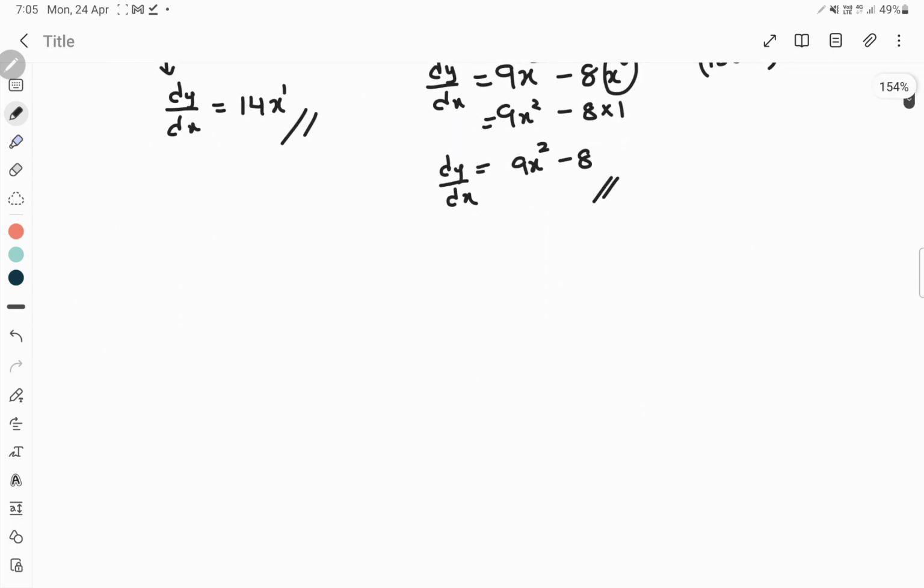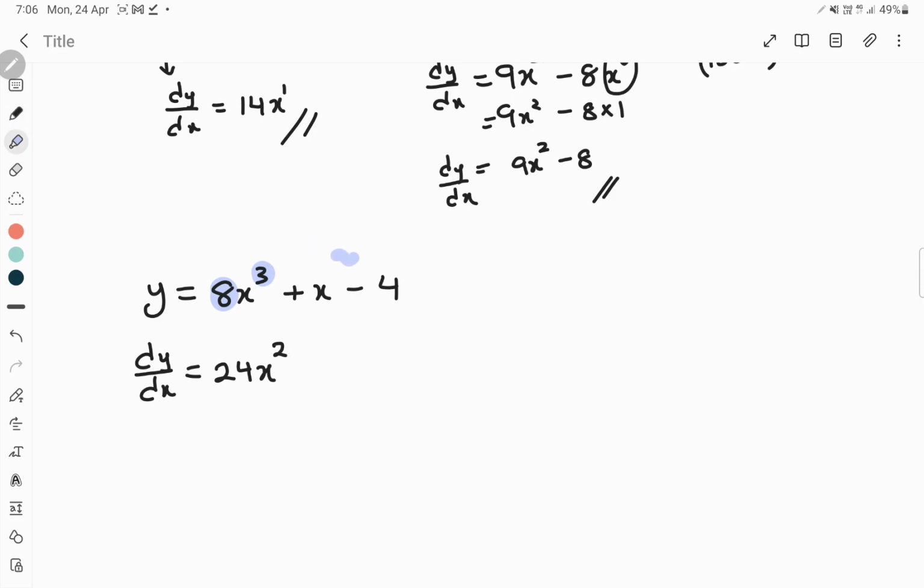Alright, let me give you another example. y is equal to 8x cubed plus x minus 4. So how do you find the differential? I'll just give you some time for you to think and write. Alright, so dy over dx is equal to what? You multiply the power by the front number. So 8 times 3, 24x. And what's the power? 3 minus 1? It's going to be 2.